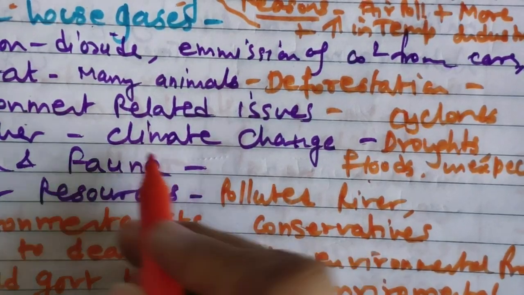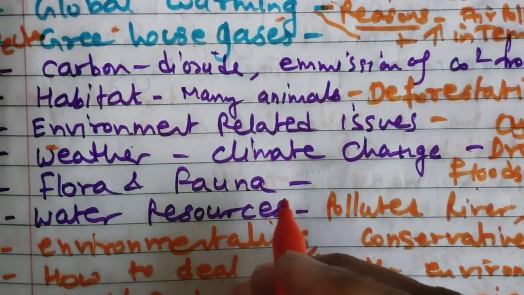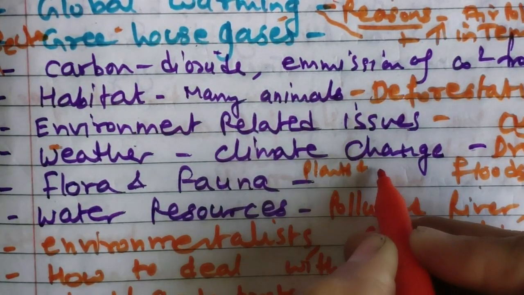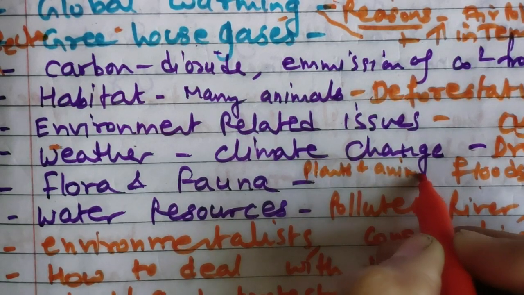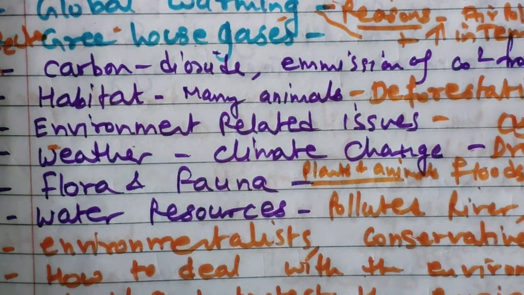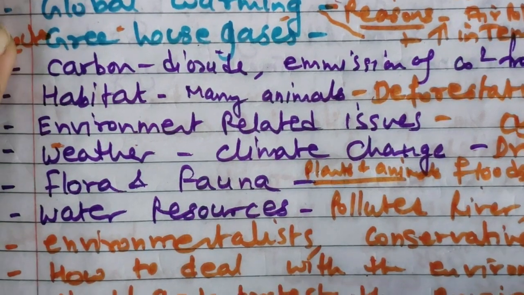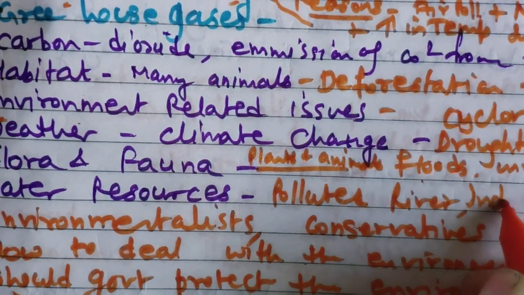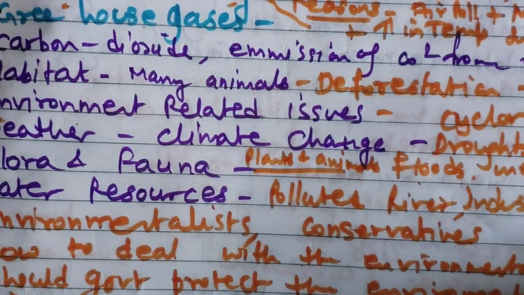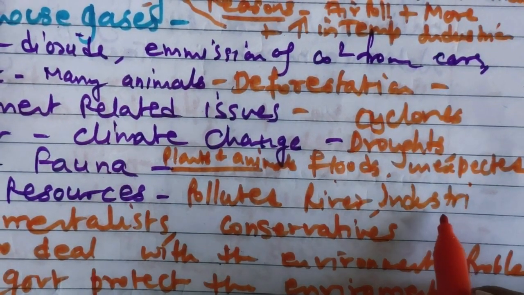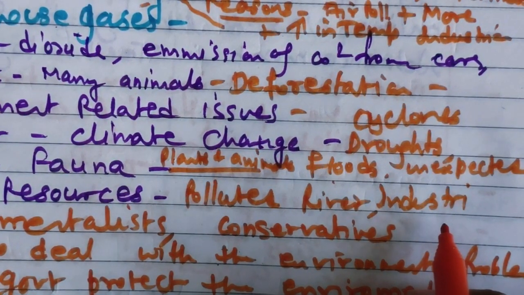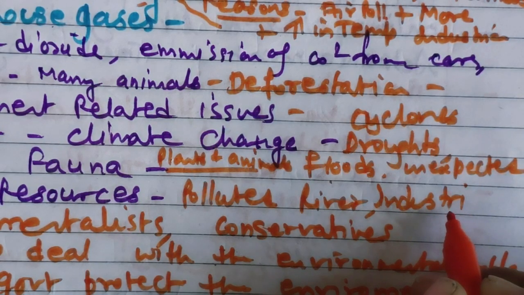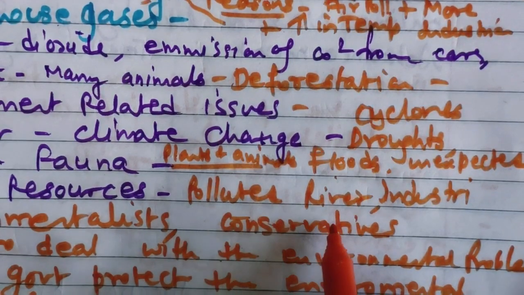Okay. Flora and fauna. So here flora and fauna, what we can write for fauna, plants and animals we are talking about. So it is all related to climate, environment. So water resources, we have polluted rivers because of industrialization, because of the drainage system, because of expanding human urbanization. Okay. From there also we are just throwing drain water into the rivers. That's why the river is polluted.